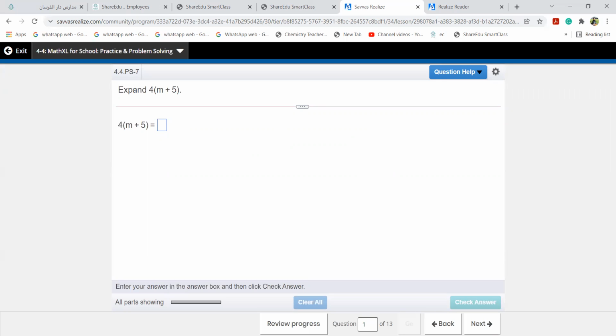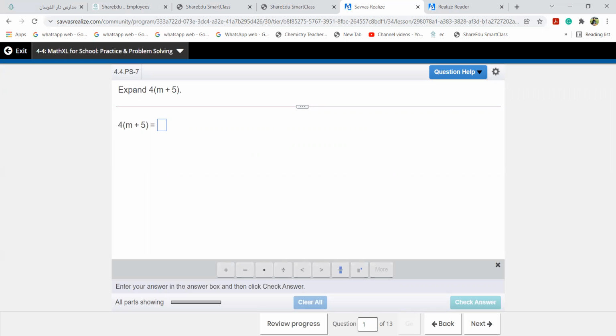We're going to do 4 multiplied by m plus 5. Tell me the answer. 20m. What should I write? Mateen, what did you multiply first? 5 multiply 4. Why didn't you multiply 4 and m? Check again. That's wrong what you're saying. Check again.